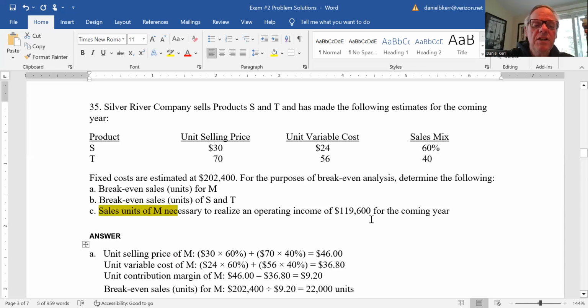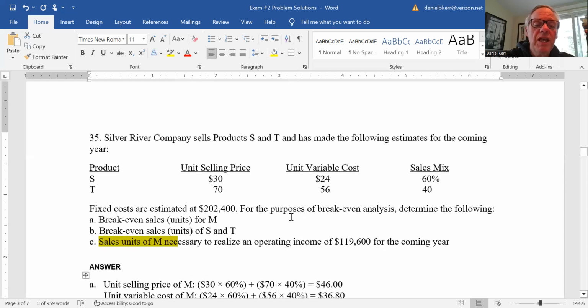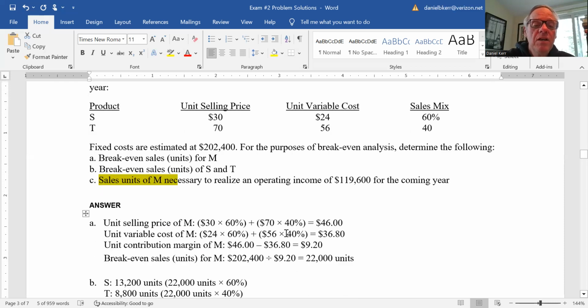So first of all, get the unit selling price. To get the break-even point, we want to get the composite selling price of product S and the composite selling price of product T. So it's 60% of $30 for product S, and then it's 40% of product T. So 60% of 30, 40% of 70. That gives us a composite selling price of 46.